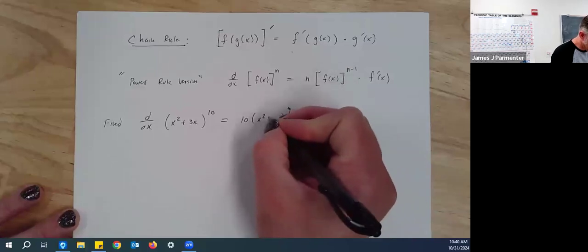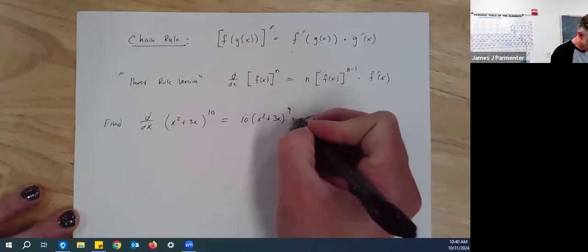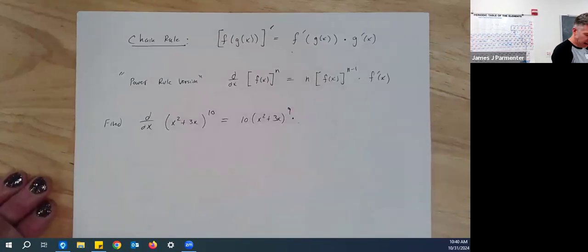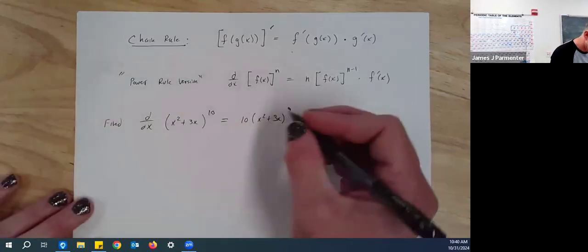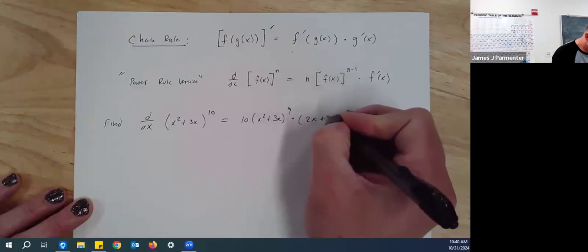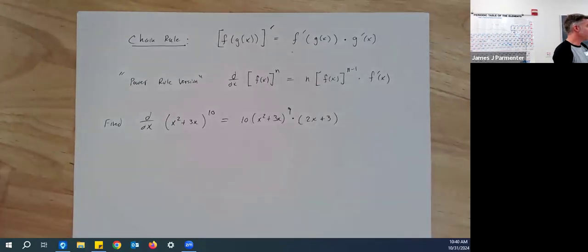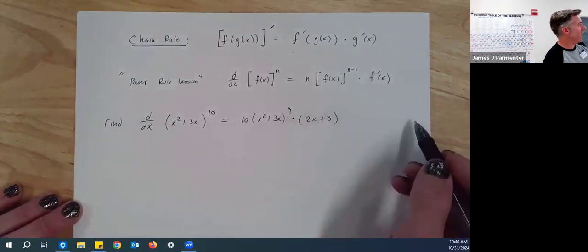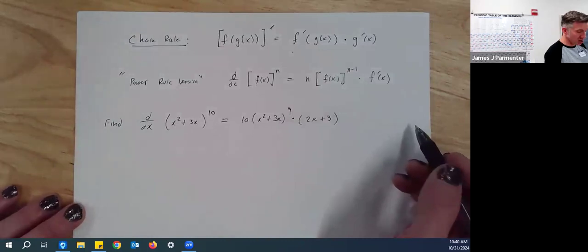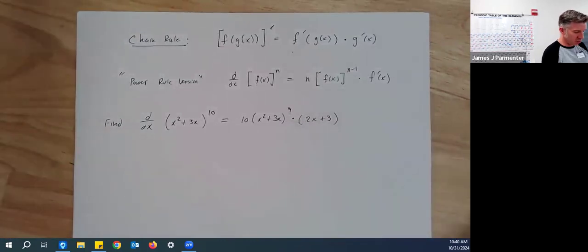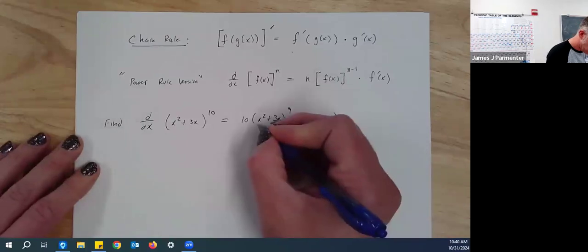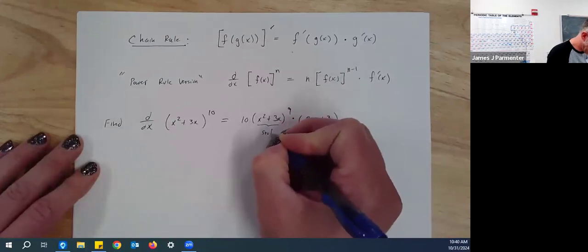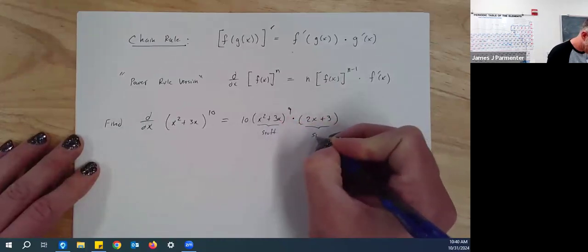But then I said the magic word stuff, so I better multiply by what? Which in this case is 2x plus 3. And you better have parentheses around it. Because if you don't, it's going to look like it's 10 times x squared plus 3x to the 9th times 2x, and then you're adding 3 after you've done the multiplication. So whatever the derivative of your stuff is, if it's more than just one term, it better have parentheses around it.